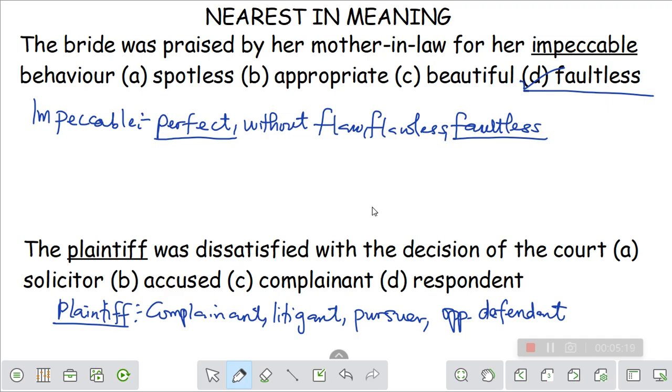Complain. He went to complain in court. So our answer for this question is option C. I hope you get it. Respondent is different. Those are people that maybe help in defending a case. So it's different. Let's go to the next question.